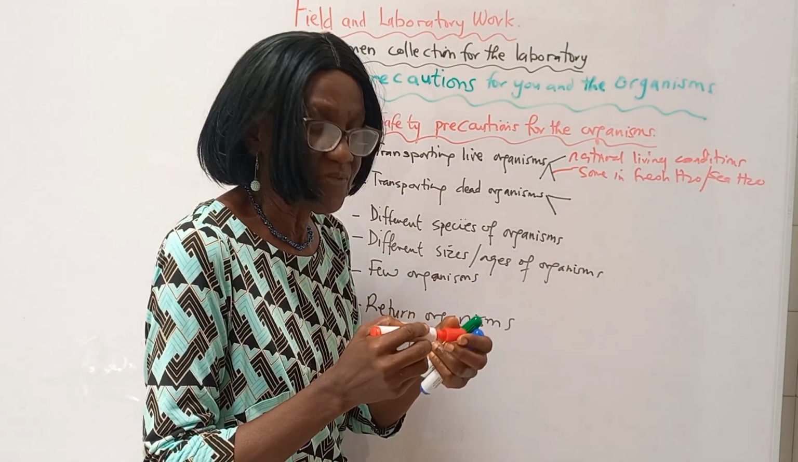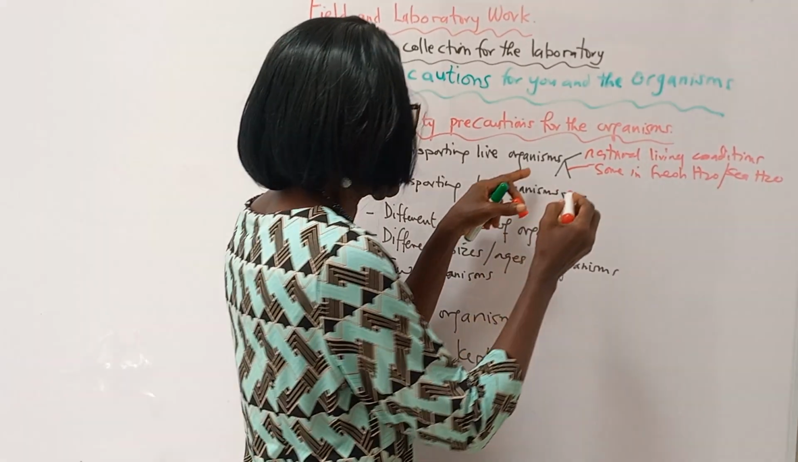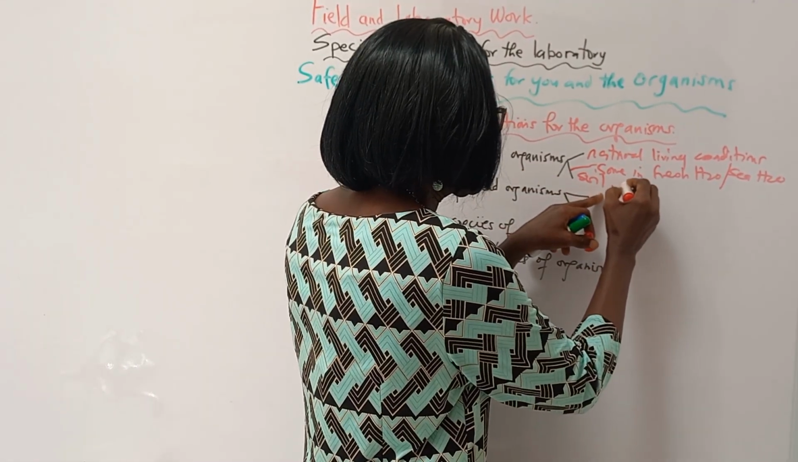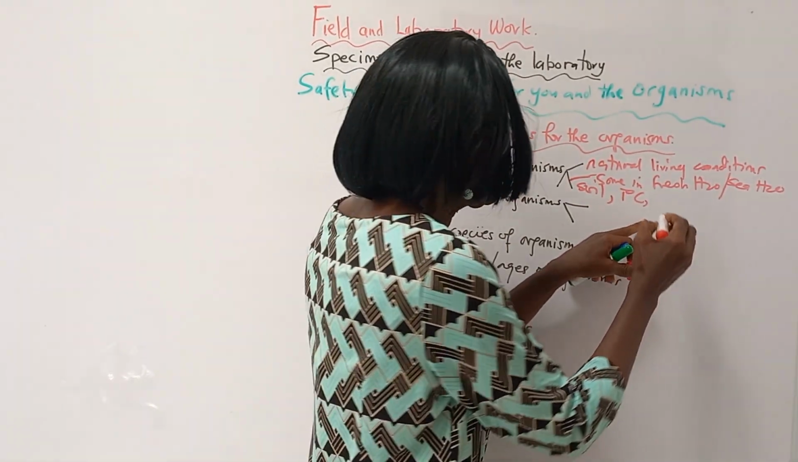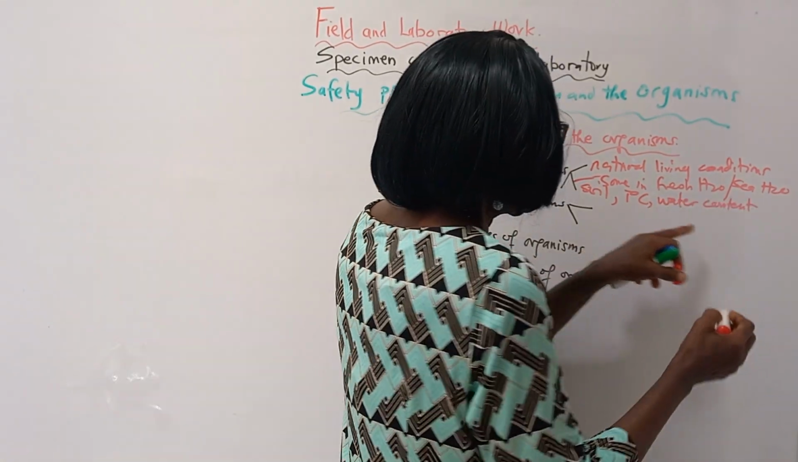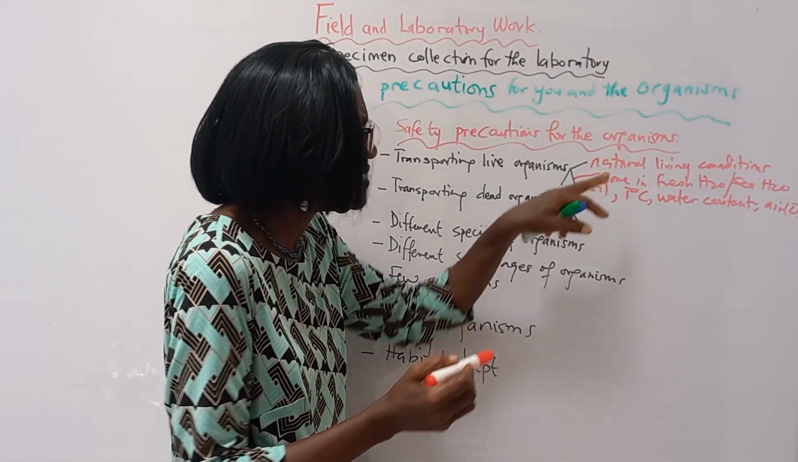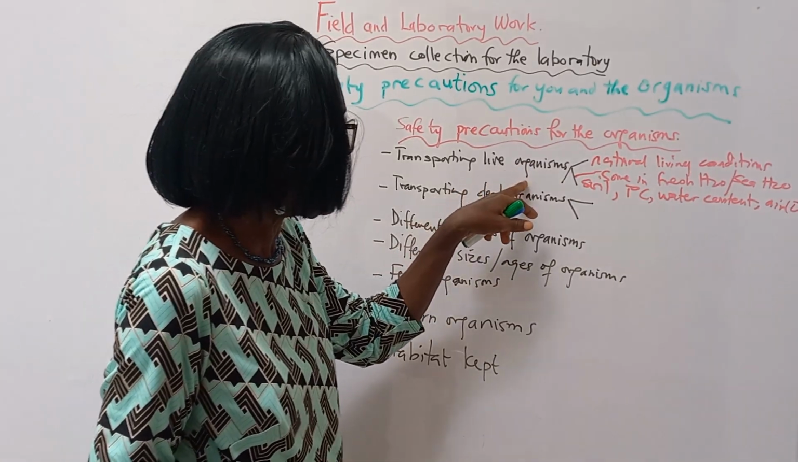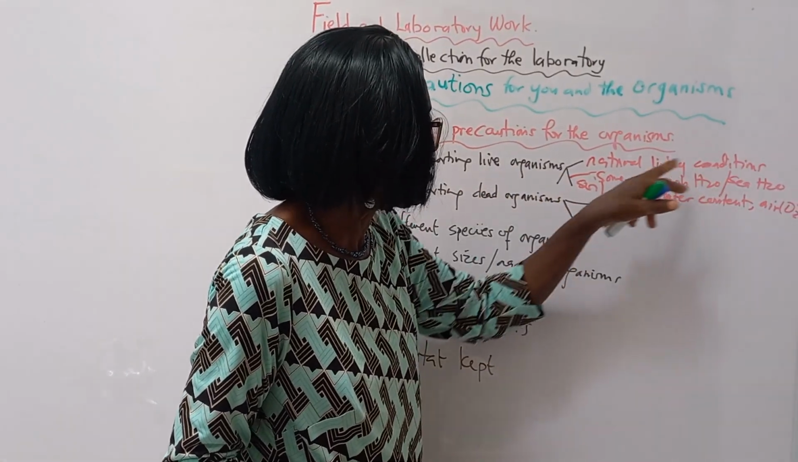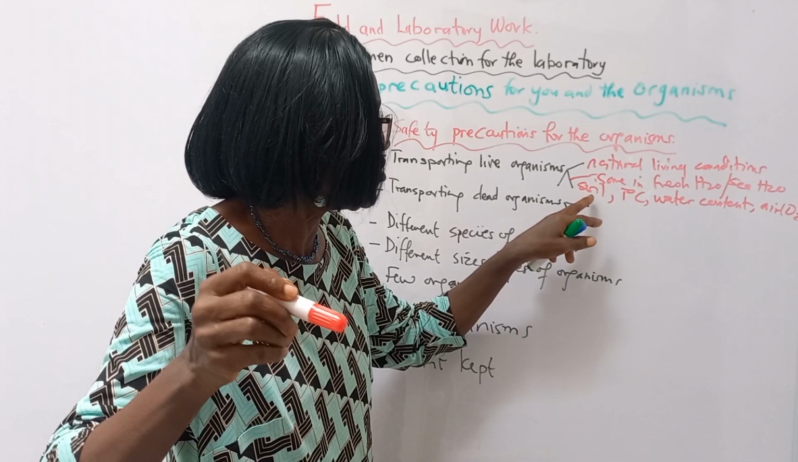Well, if you are transporting those that are in soil, you need to keep temperatures, you need to keep water content, you need to keep air, oxygen for the organisms. So for the organisms being transported live, natural living conditions should be kept.